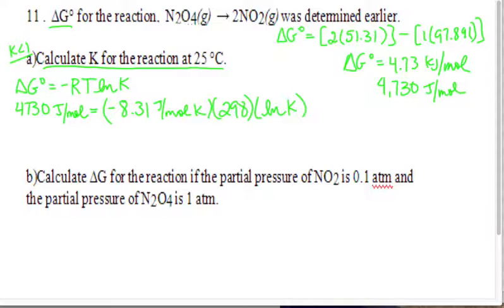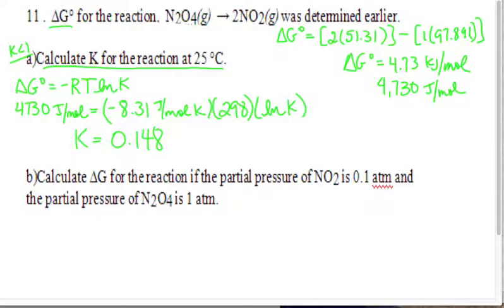This is hugely missed on the AP, something about solving for natural logs. So you're going to take this number, 4730, divided by negative 8.31 divided by 298, set that equal to ln of K, and then e to that number will give you your K. So what did y'all get? 0.148. Awesome. 0.148, is that less than 1? Yeah, so I feel pretty good about that number.